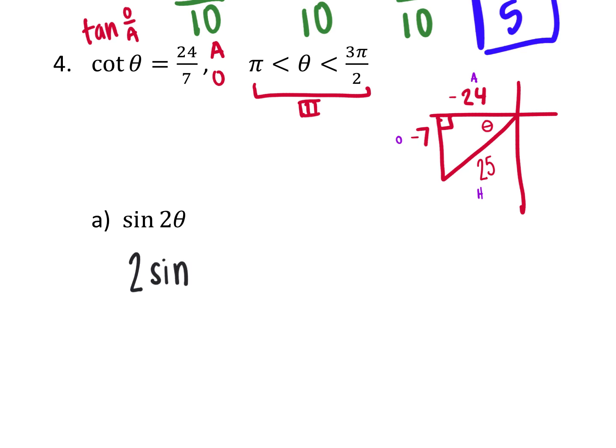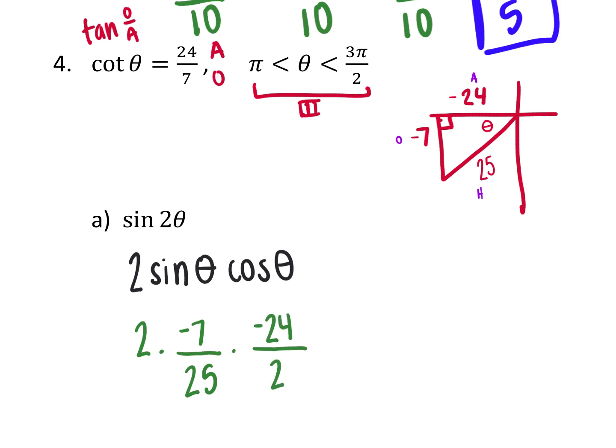If we want to find the sine of 2 theta, we'll do 2 times the sine of theta times the cosine of theta. So we'll have 2 times the opposite over the hypotenuse. So -7 over 25 times the cosine, the A over the H, -24 over 25. You can plug that into your calculator, or you can multiply straight across.